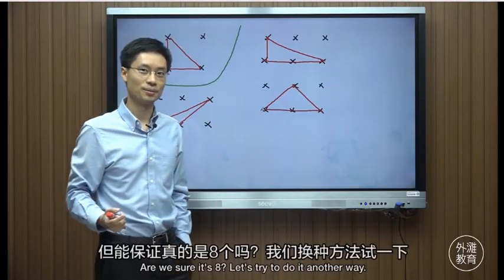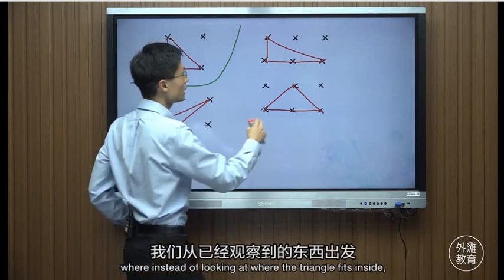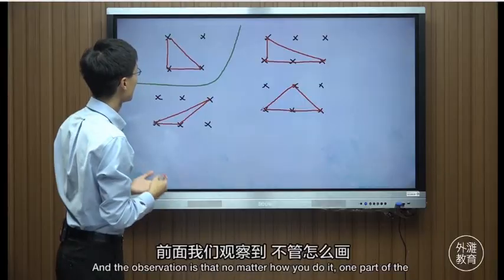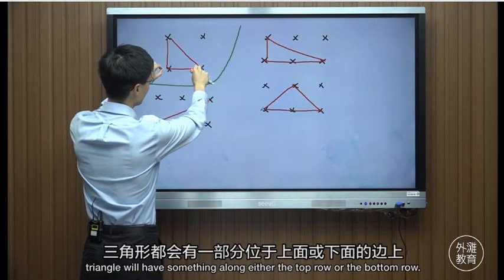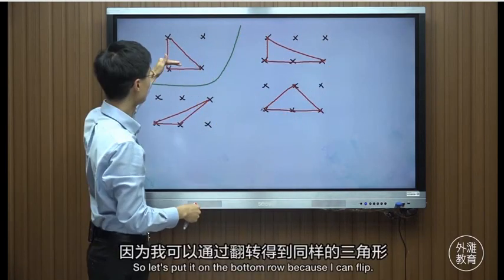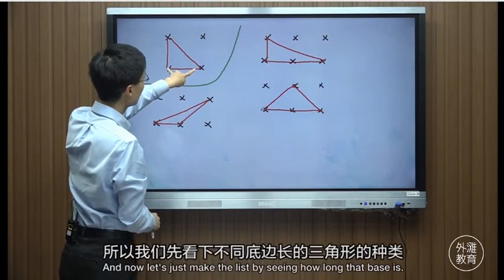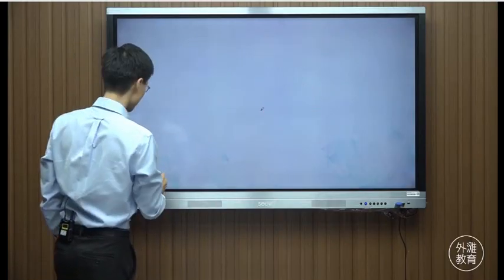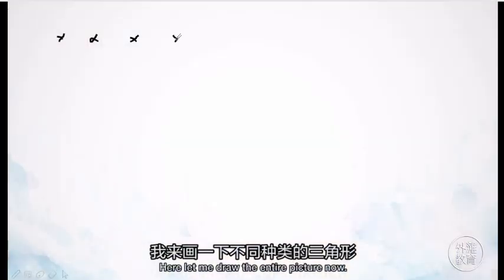Let's try to do it another way. I'm going to try a completely different way now, where instead of looking at where the triangle fits inside, we use this observation we've already had. And that observation is that no matter how you do it, one part of the triangle will have something along either the top row or the bottom row. So let's put it on the bottom row because I can flip. And now let's just make the list by seeing how long that base is. So let's give another screen. Here, let me draw the entire picture now.